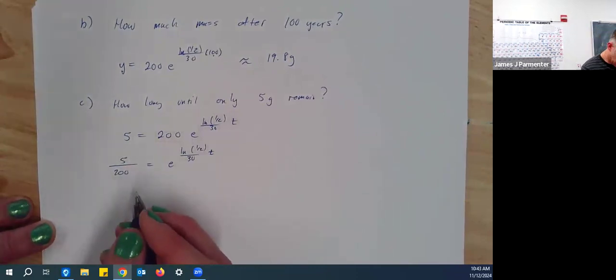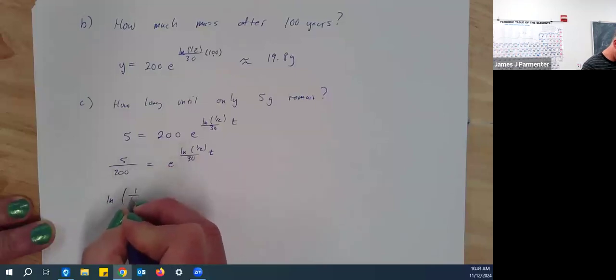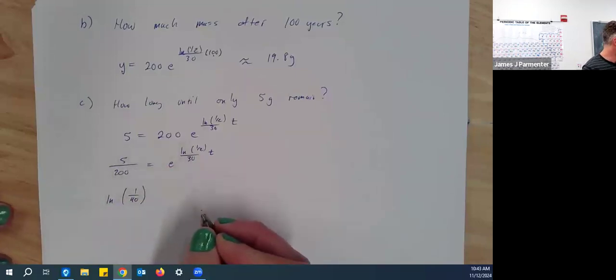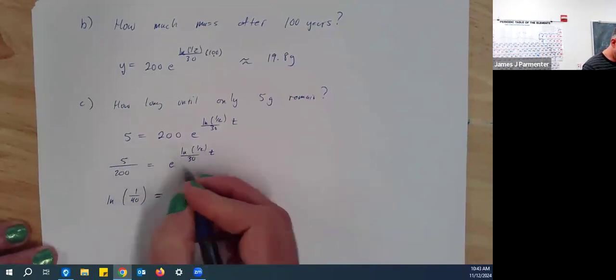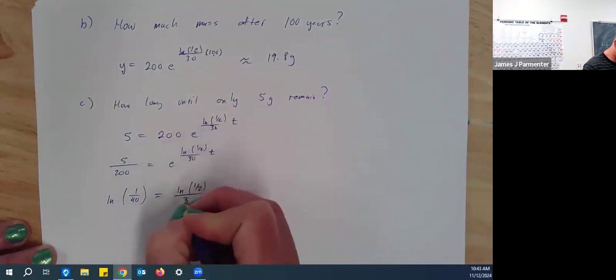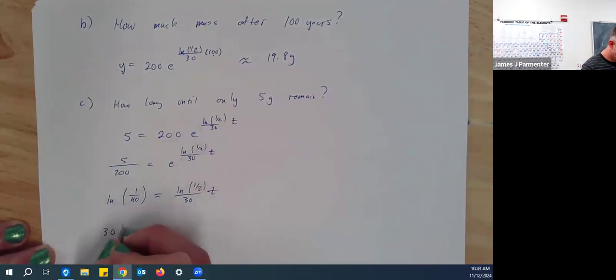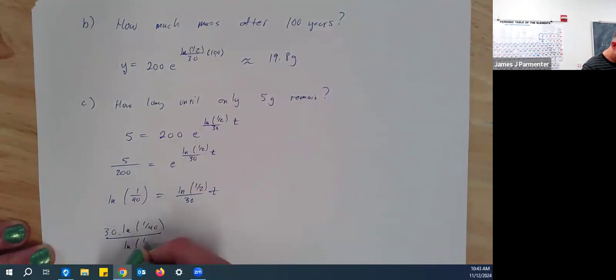Take the natural log of both sides, so we get the natural log of 5 over 200 reduces to 1/40th, or you could write it as a decimal, 0.025, equals the natural log of e to all this, which is just all that, so the natural log of 1/2 divided by 30 times t. So we multiply both sides by 30, divide both sides by natural log of 1/2, and there's your very unuseful answer if you don't use a calculator.